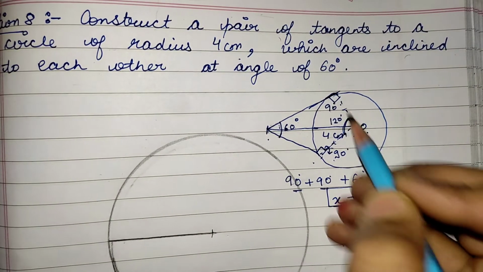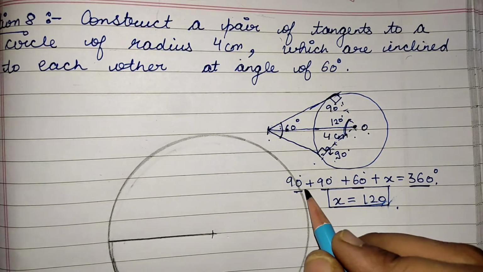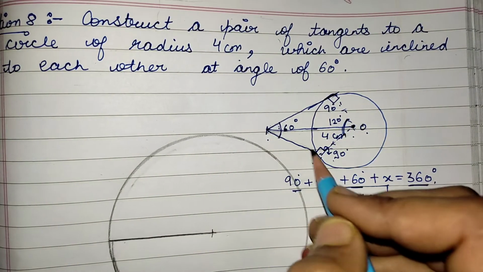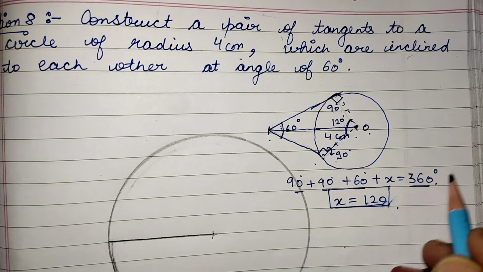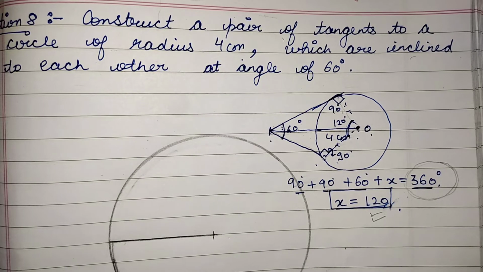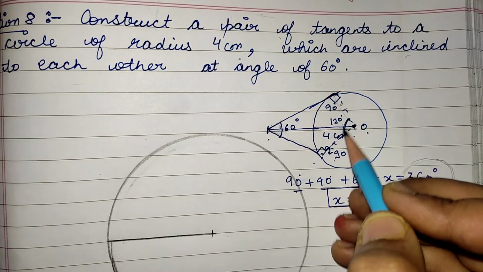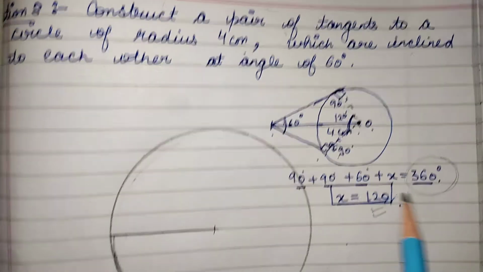So we know that the radius is perpendicular to the tangent. This is 90 and this is also 90. If you see this figure very carefully, the sum of all four angles of this figure is equal to 360 degrees. That means my angle x will be equal to 120, so that both the tangents are inclined to each other at 60 degrees.